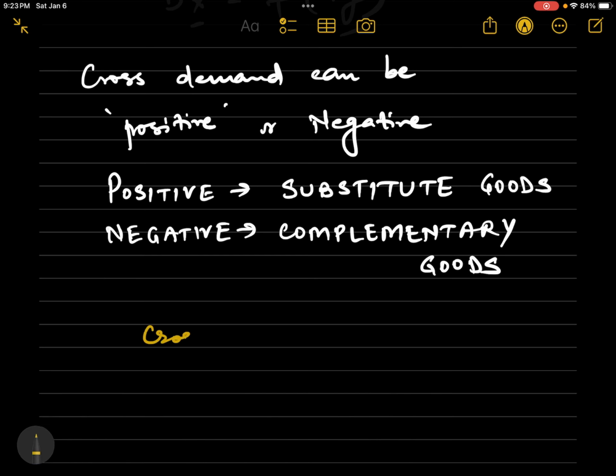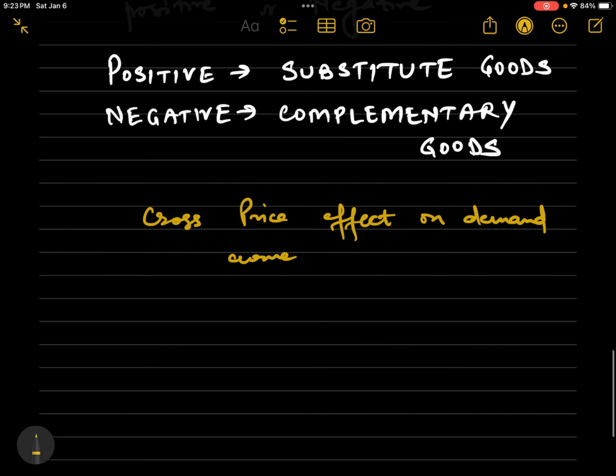So here we are trying to understand the cross price effect on the demand curve of the same commodity. Like I told you, the above two diagrams are not demand curves. They are just showing cross demand between two related goods. Now we are going to understand the effect on the demand curve of the same commodity.